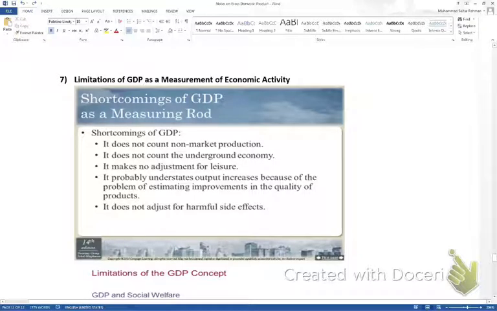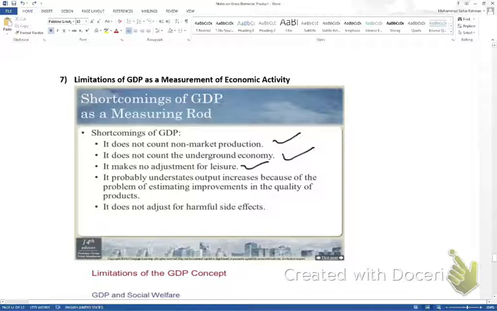First of all, GDP does not count any non-market production. What does that mean? It means that if you make a pizza at home, it is not going to include that in your GDP calculation. GDP does not include the underground economy, meaning that if you sell drugs, which should not be part of GDP, but if you sell a burger on the street and you don't have a license, your burger is not part of the GDP calculation.